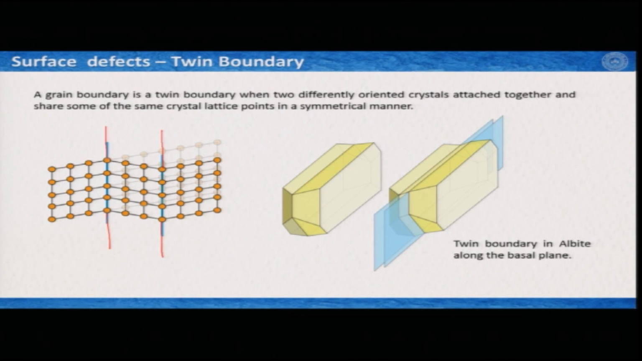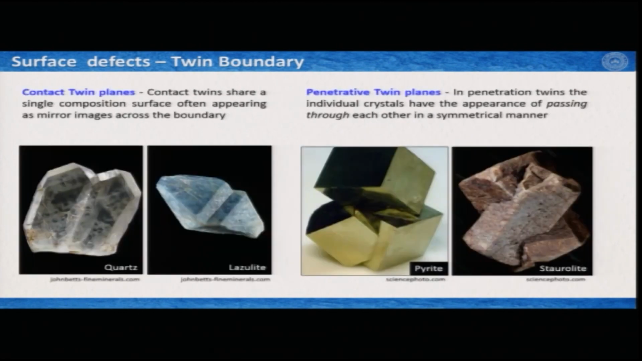So this is the twin grain boundary. Okay. So this line of atoms is shared in both grains, and if that happens, then this is a twin boundary. Twinning is very common in most geological minerals. For example, this is a sketch of an albite mineral. So this is a crystal without twinning, and these two blue planes are your twin planes and these are your twin boundaries. Now twin boundaries we can also classify in two different ways. One is contact twin boundaries or contact twin planes, and penetrative twin boundaries or penetrative twin planes.